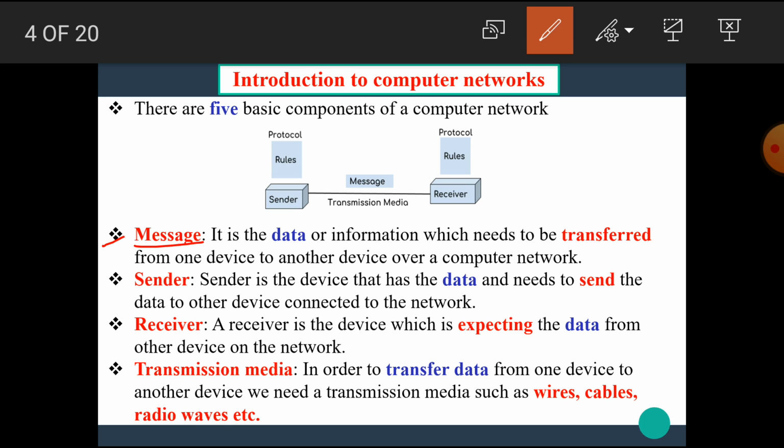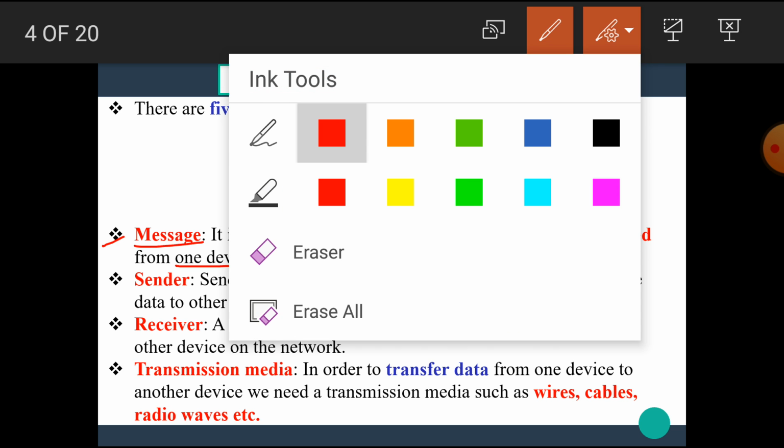The first one is message. The message is the data or information which needs to be transferred from one device to another device over a computer network. That means generally message means a data or information, and in digital type the data may be in the form of zeros or ones.